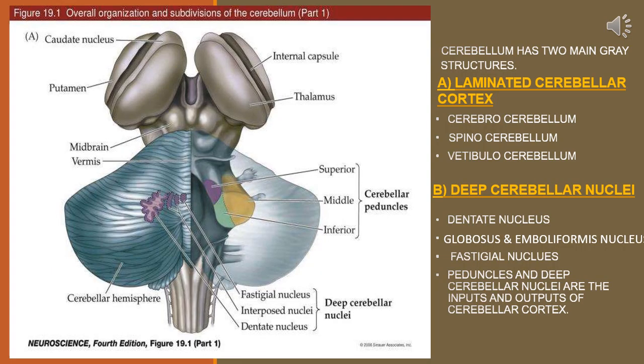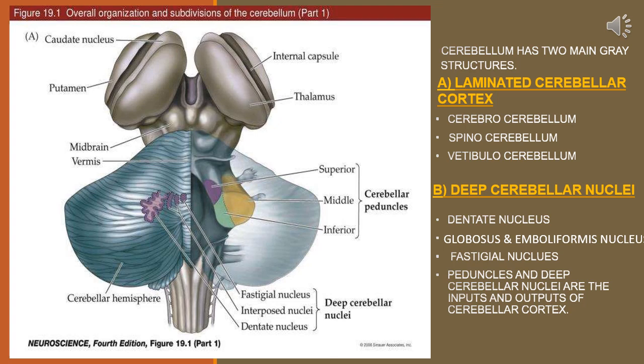The cerebellum has two main gray structures. A. Laminated cerebellar cortex: cerebrocerebellum, spinocerebellum, vestibulocerebellum. B. Deep cerebellar nuclei: dentate nucleus, globose and emboliform nuclei, fastigial nucleus. Peduncles and deep cerebellar nuclei are the inputs and outputs of the cerebellar cortex.